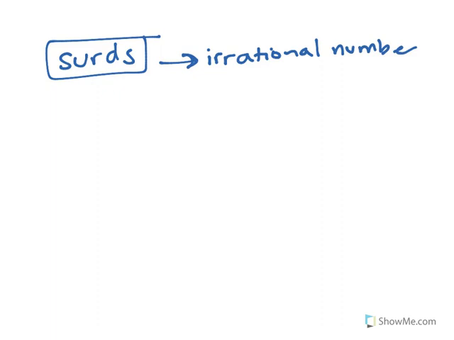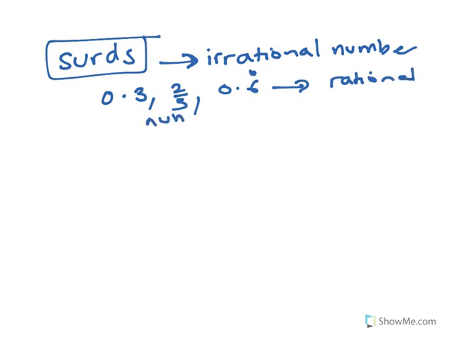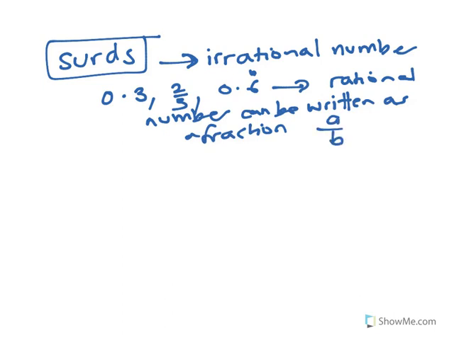Okay, so for example, 0.3 is a rational number, as is 2/3. Even any recurring decimal is rational. Any rational number can be written in the form of a fraction, so basically it's written in the form a over b, where a and b are integers.